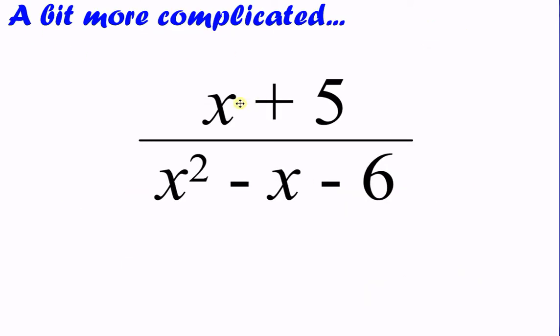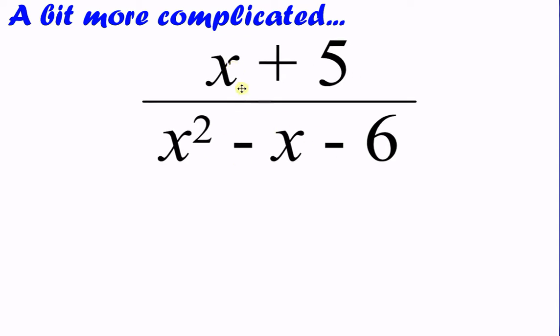And you'll notice the difference here is we still can't divide by 0, but it's not a linear factor on the bottom now. It's actually a quadratic. So we're going to start the same way. We're going to say, I don't want this bottom to be 0, so let's make it 0, and let's just find out when that occurs. So here's my bottom set equal to 0.